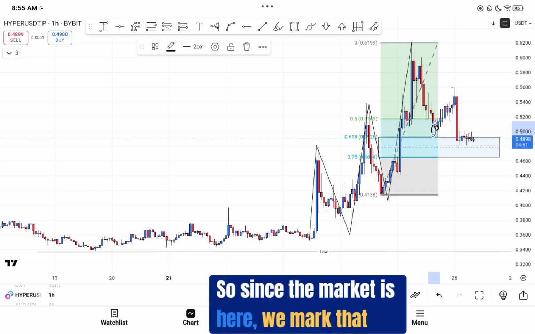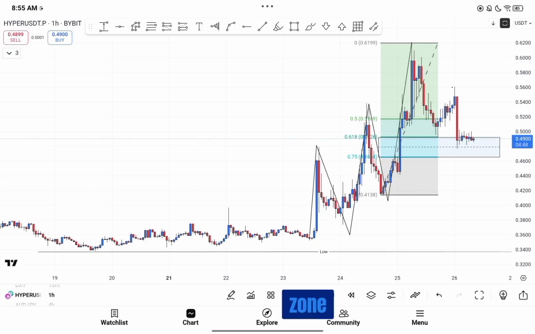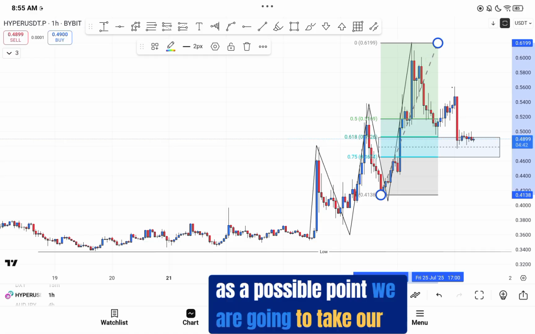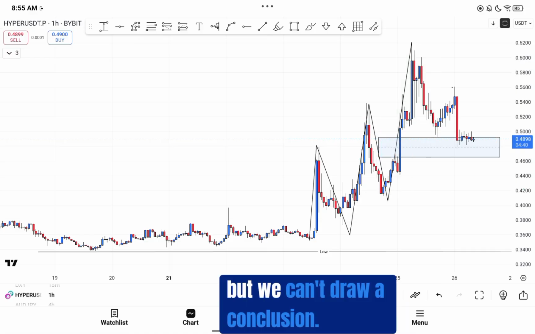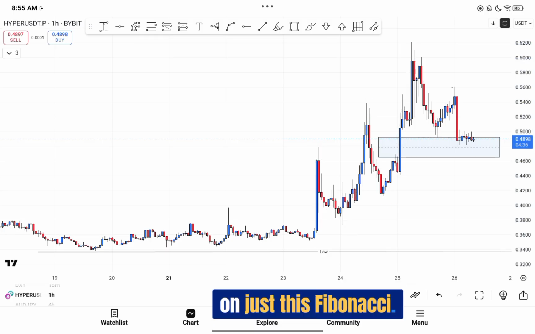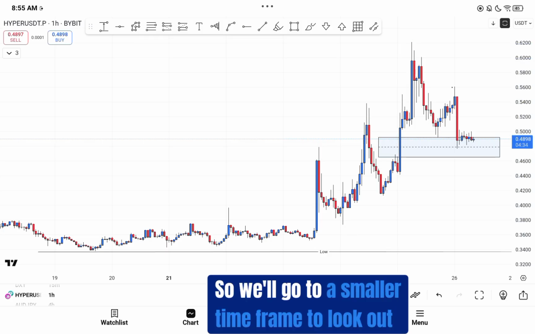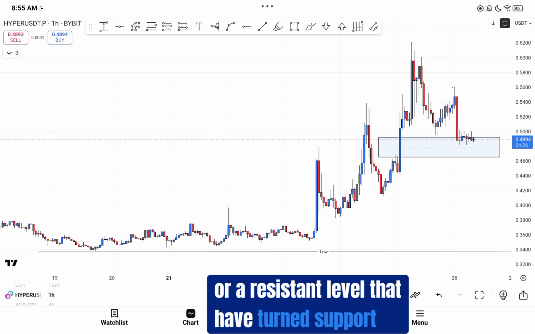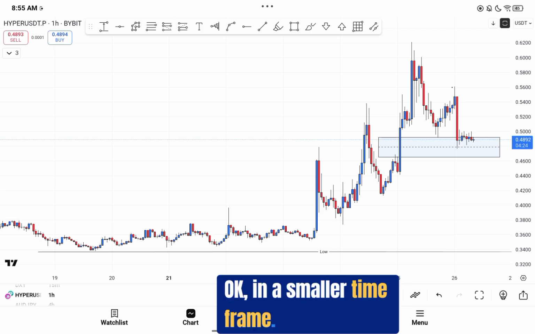So since the market is here, we mark the 0.618 and 0.75 zone as a possible point we are going to take our trade. But we can't draw a conclusion yet based on just this Fibonacci. So we'll go to the smaller time frame to look out for a good support or resistance level. We're going to look out for a good support zone or a resistance level that has turned support zone, in the smaller time frame.